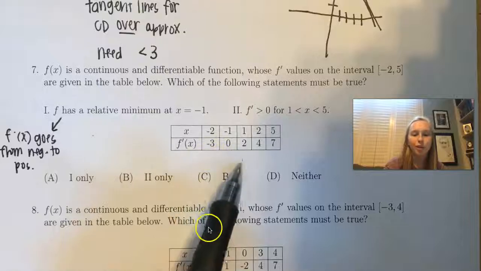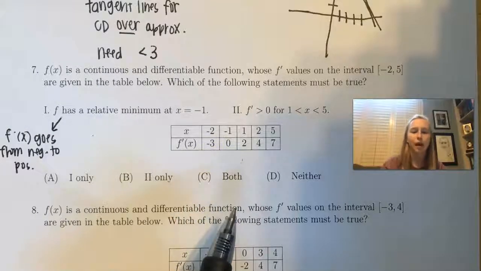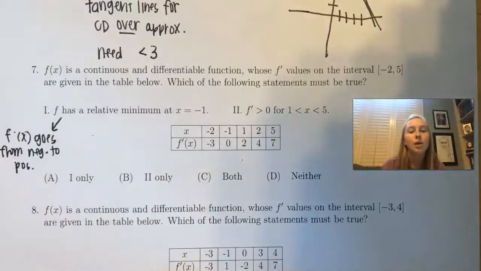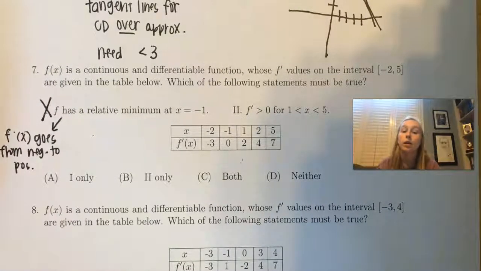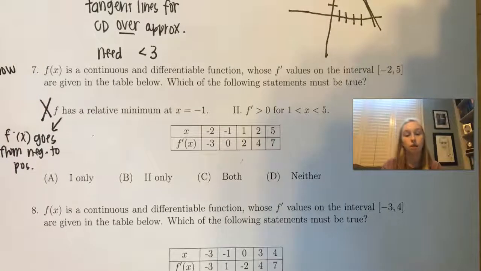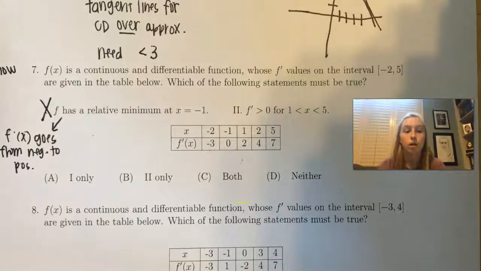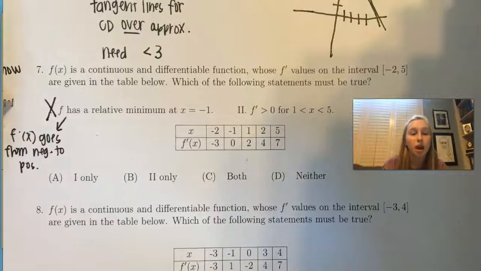So it looks like it does, right? If we're looking at -1, that's the 0, and it goes from negative to positive. So that makes sense, right? Wrong. Because we don't know the values in between -2 and -1. See, it could go from -3 to 4 to 0 to 2. So it might actually be not.